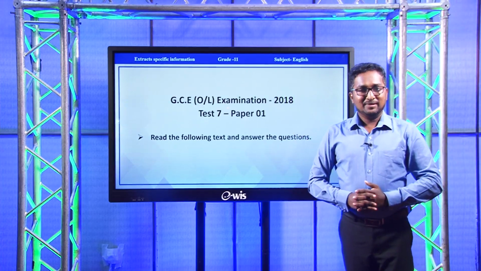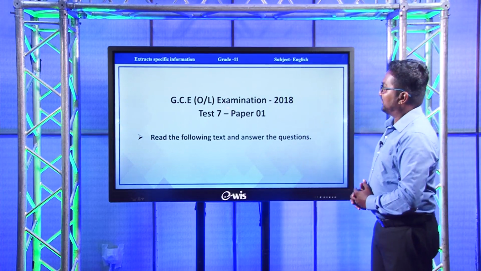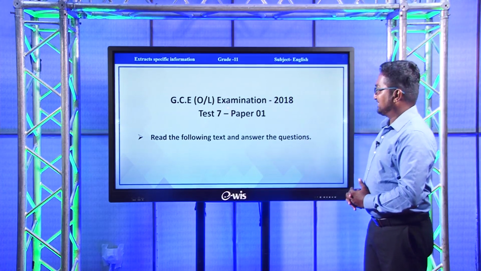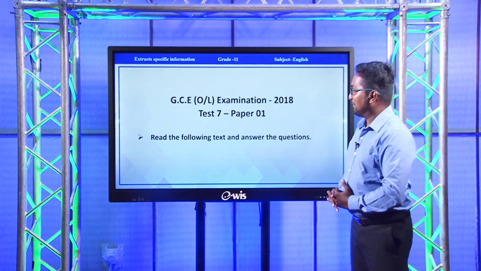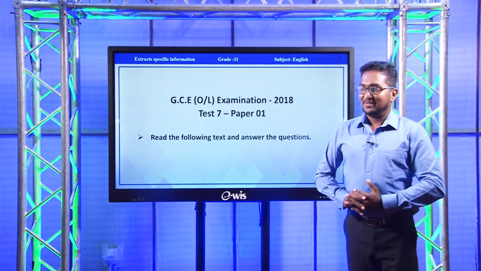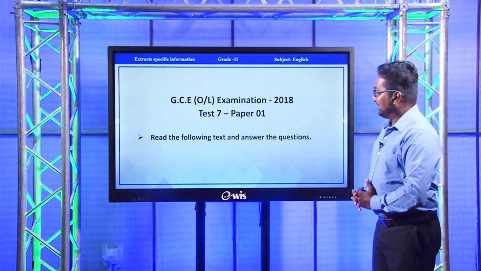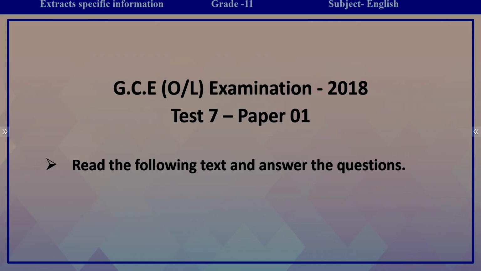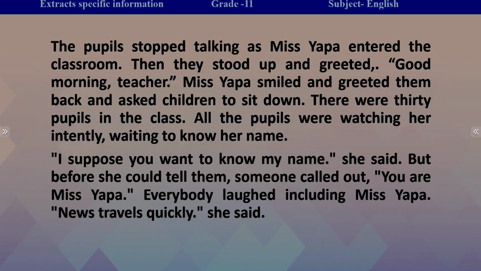There you are. Now, I have picked up this question from the GCE O-Level Examination 2018, Paper 1, Test 7. Read the following text and answer the questions. Again, we'll have to go for the questions because there should be a purpose of reading.